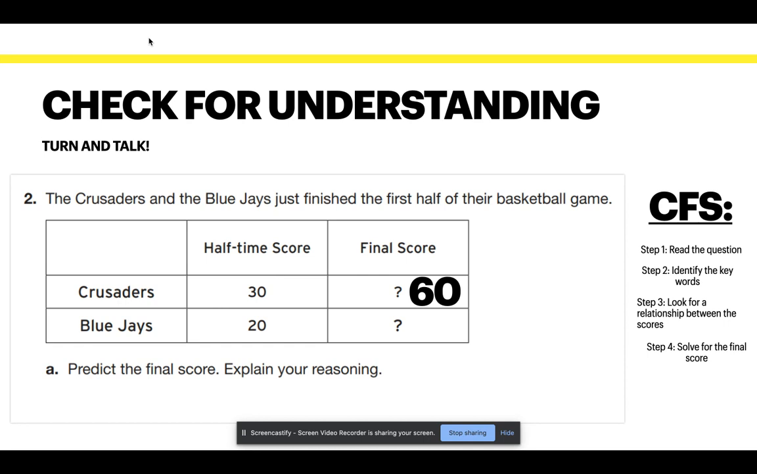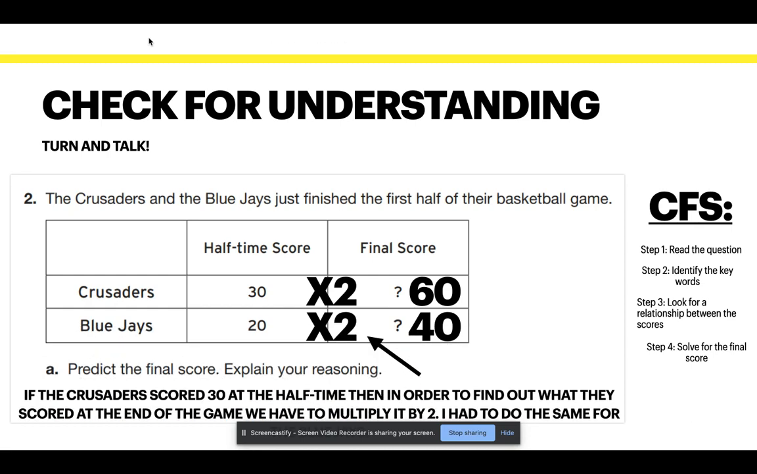So our answers are 60 and 40. What do we do? We multiply by 2. 30 times 2 is 60. 20 times 2 is 40. How do we get our final answer? So if the Crusaders scored 30 at the halftime, then in order to find out what they scored at the end of the game, we have to multiply by 2. And remember, whatever I had to do for the Crusaders, I also have to do for the Blue Jays, which is how I got the scores 60 and 40.